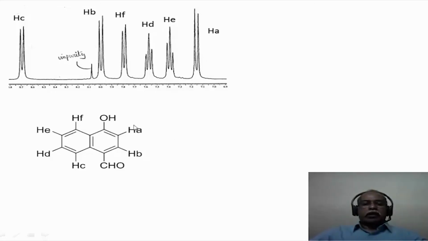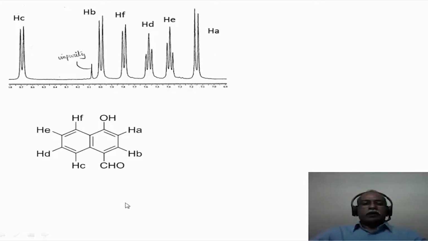HA, which is ortho to the hydroxy functional group, comes at the lowest delta value, and it has ortho coupling with HB. So HA and HB are mutually coupled. HA comes here, and HB most likely is this particular peak, which has the same coupling constant. In other words, these two form an AB quartet. One half of the AB quartet is here, the other half is around 7.15 ppm or so.